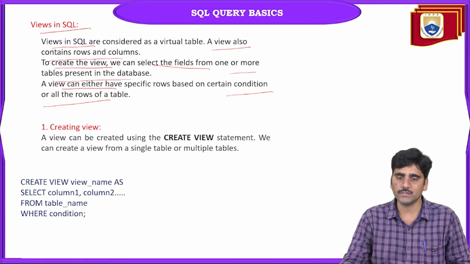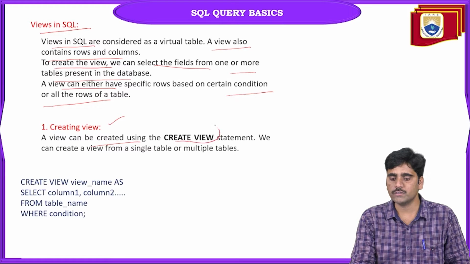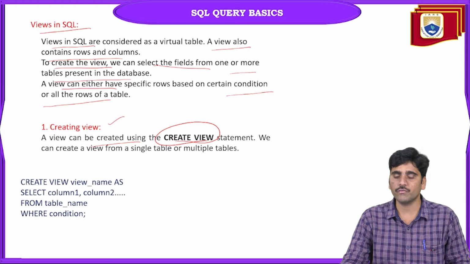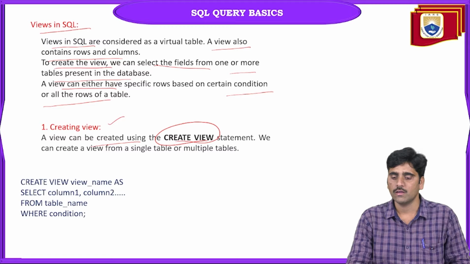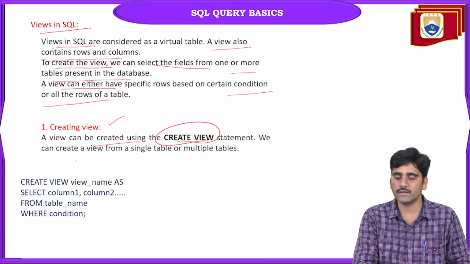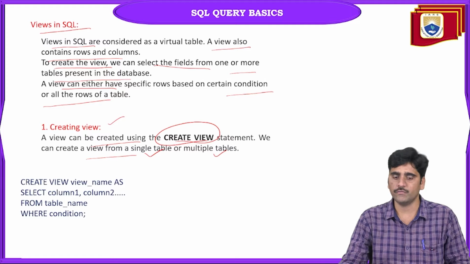Now the first one is creating a view. A view can be created using the CREATE VIEW statement. To create a table, we write CREATE TABLE along with the table name. In the same way, we can create a view by writing CREATE VIEW and the view name. We can create a view from a single table or multiple tables.